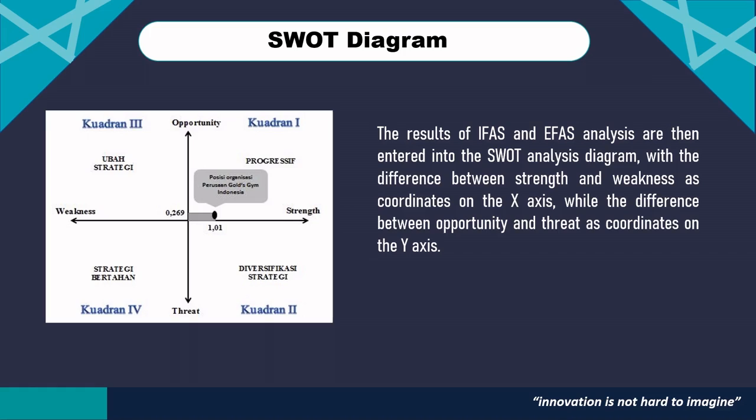The strategy in this quadrant is called a survival strategy, meaning the company is designed to control internal performance so that it doesn't get worse. The strategy is maintenance while continuously improving.